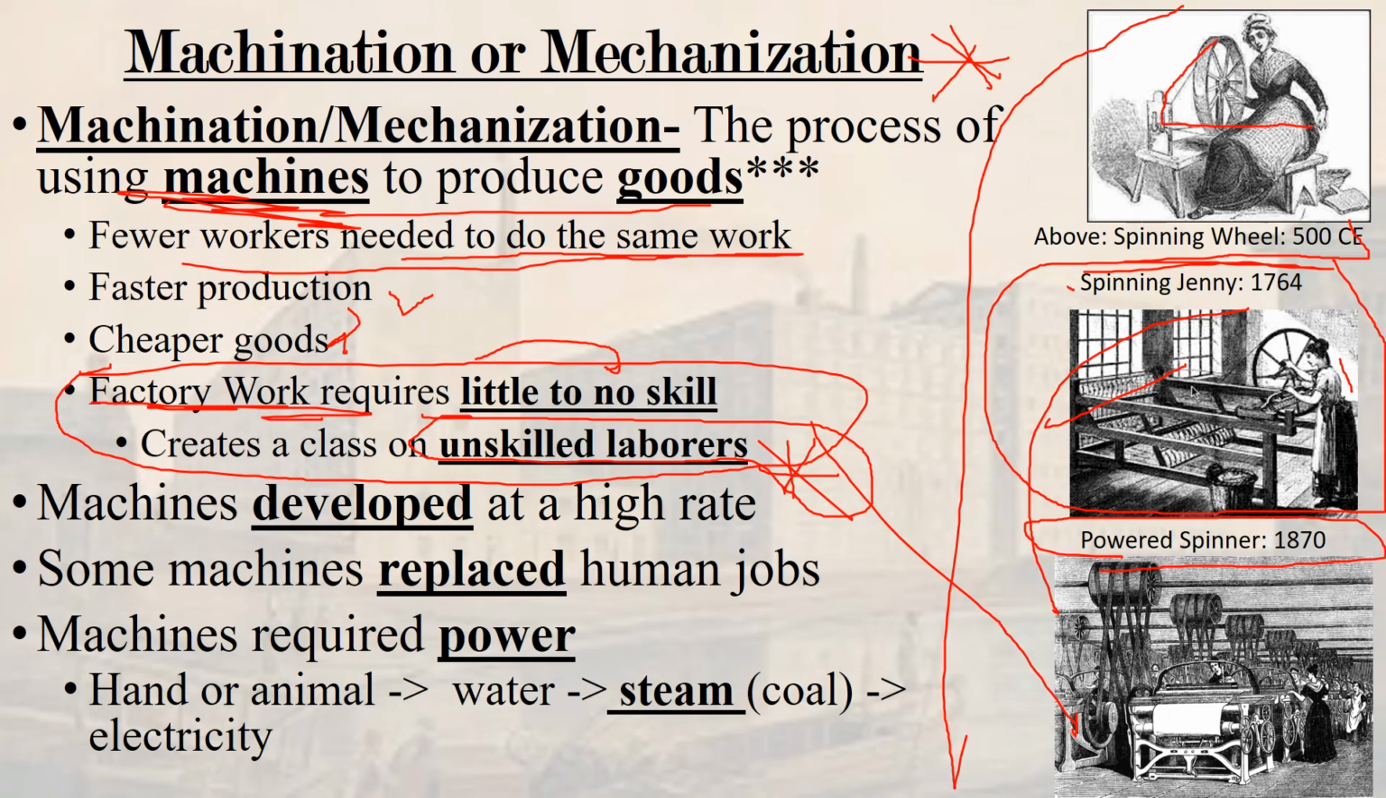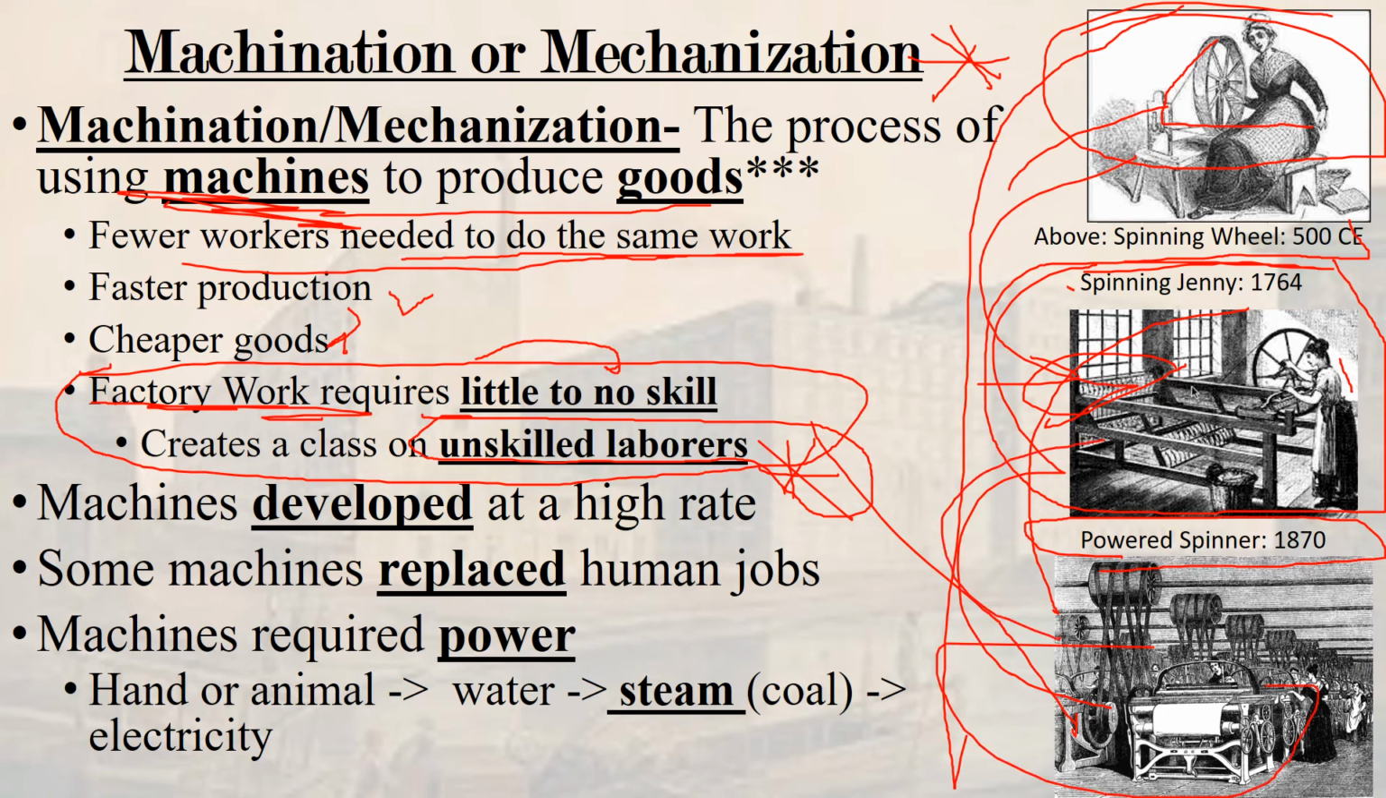This mechanization leads to machines developing at a faster and faster rate. As we can see, you have 2,000 years of the same equipment, and then in 100 years, you have massive changes. And many of these machines replaced human jobs, right? To make this, you would need 12 of these people. To make this, you would need 200 of these people. So you don't need as many people doing the same jobs.